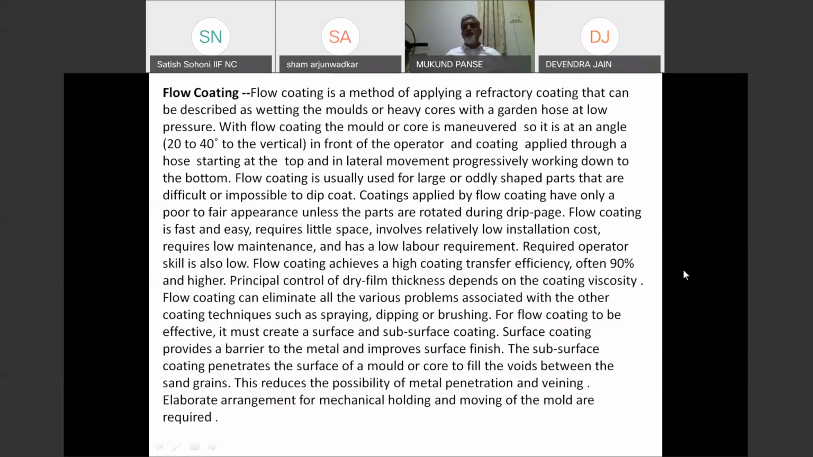Also the transfer efficiency. If there is a certain quantity of refractory in the coating, and you check after the coating is applied how much refractory actually goes into the mold or core coat, by flow coating it is maximum, because it is very fast and you can have whatever thickness of coating, other than spraying or dipping. The process has to be standardized, but it is mainly used for very heavy molds, normally not used for smaller molds.